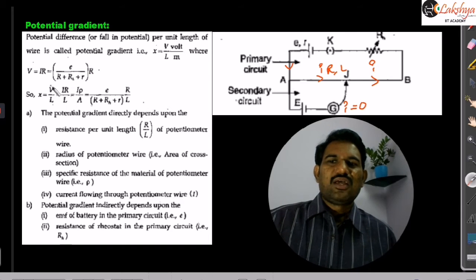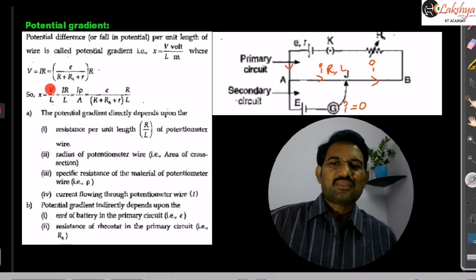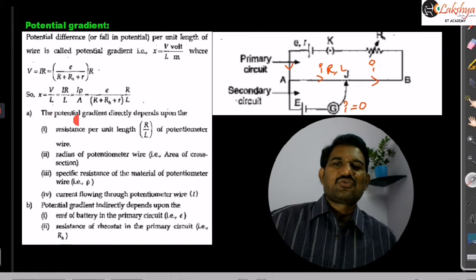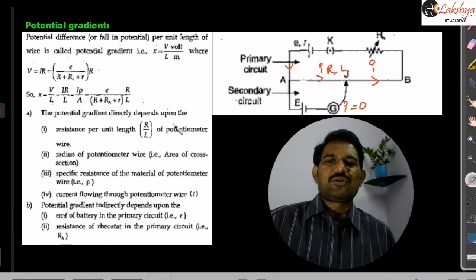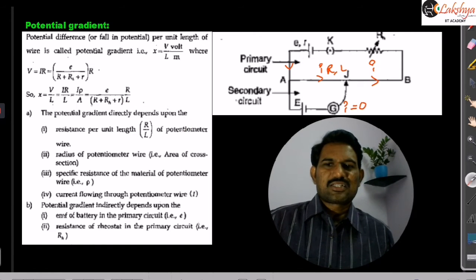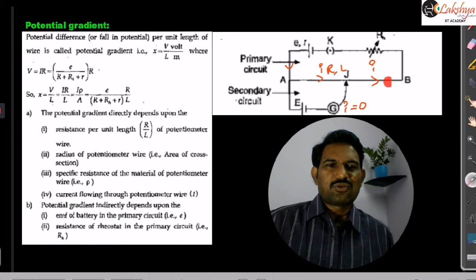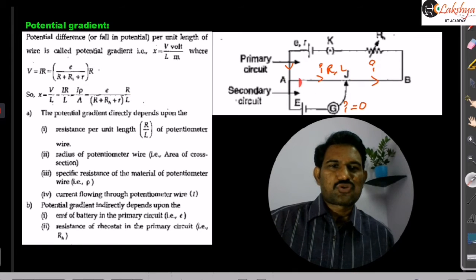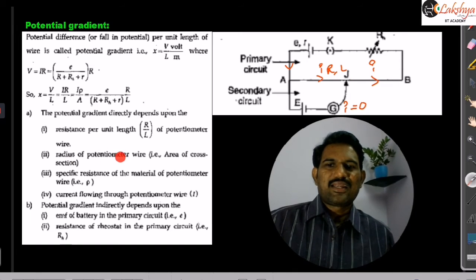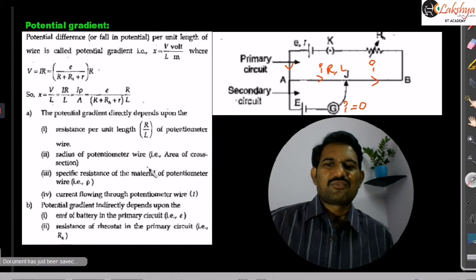Now our potential gradient is x equal to V by L, that is, the potential drop per unit length. So we just need to divide by this length here. You can observe now that the potential gradient depends on the resistance per unit length of this bridge wire, that is, the potentiometer wire AB, and then the radius of the potentiometer wire. That means this resistance depends on the radius of the potentiometer wire.